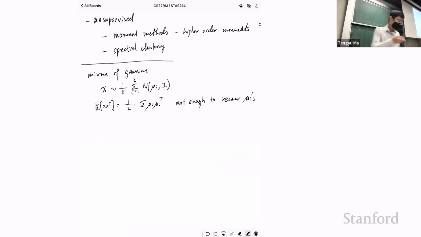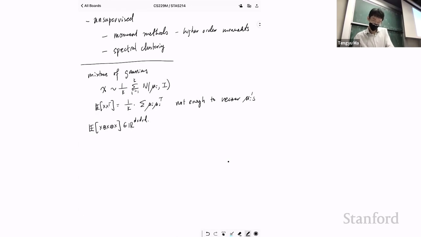The third moment, as we discussed, is the expectation of x tensor x tensor x. So this is a third order tensor in dimension d by d by d. Let's compute the third moment, with the hope that it will tell us enough about the mu i's so that we can recover them from the third moment. And that's indeed the case. So what we do here is the following.